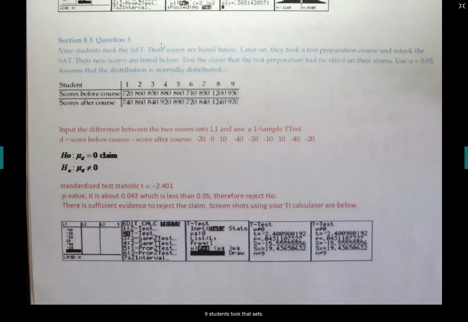Nine students took the SAT. Their scores are listed below. Later on, they took a test preparation course and retook the SAT. First of all, guys, do you agree that these are dependent samples, because it is the same students who took the SAT before the training course and after the course? So it's the same students, number 1, number 2, number 3, etc. Test the claim that the test preparation had no effect on their scores.